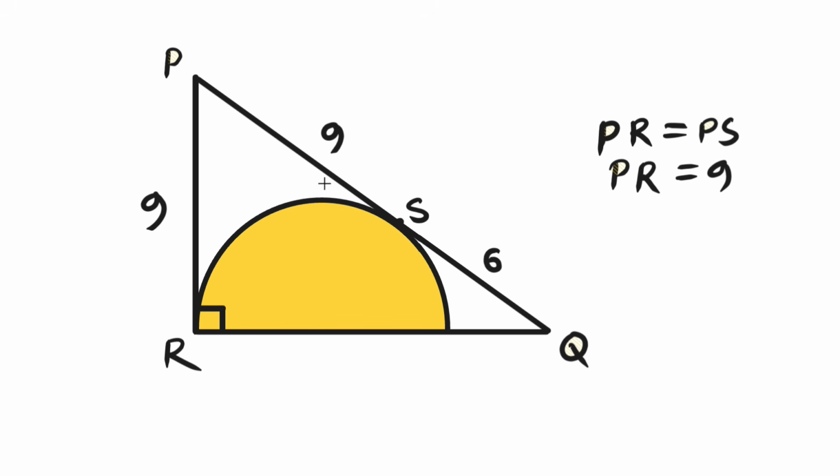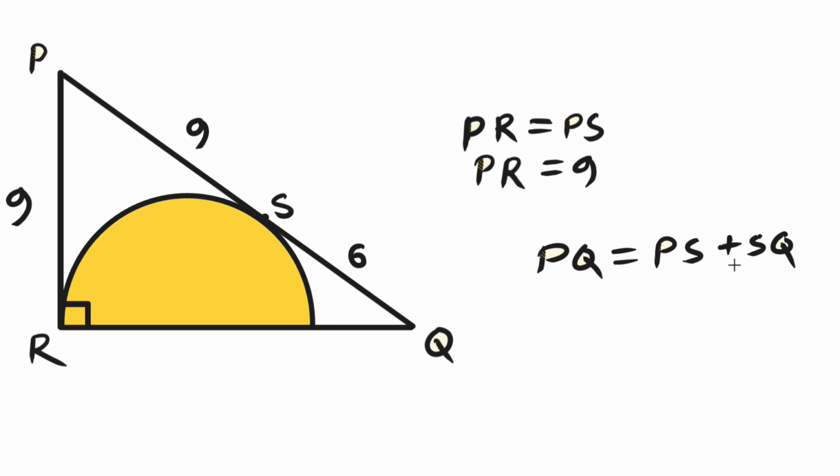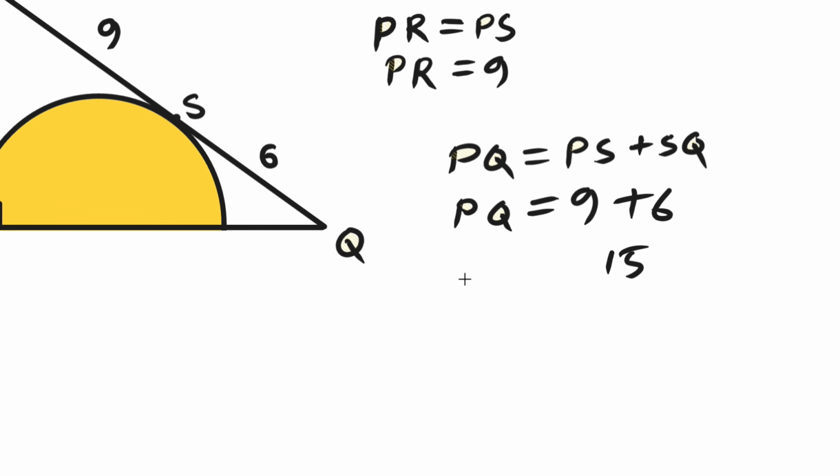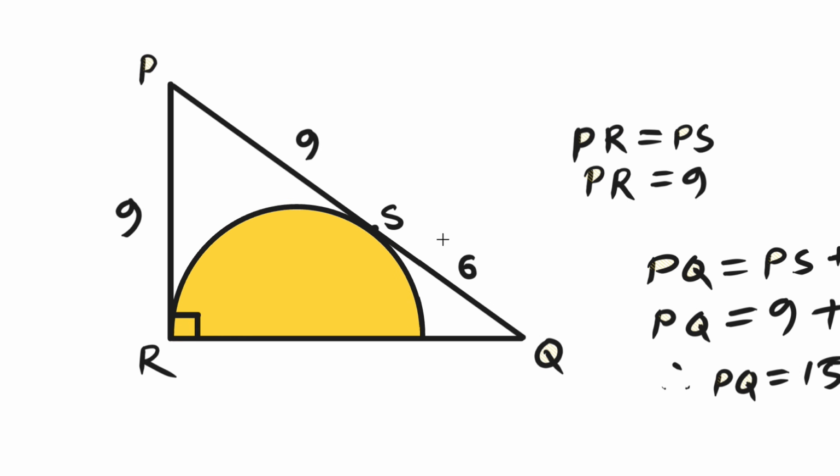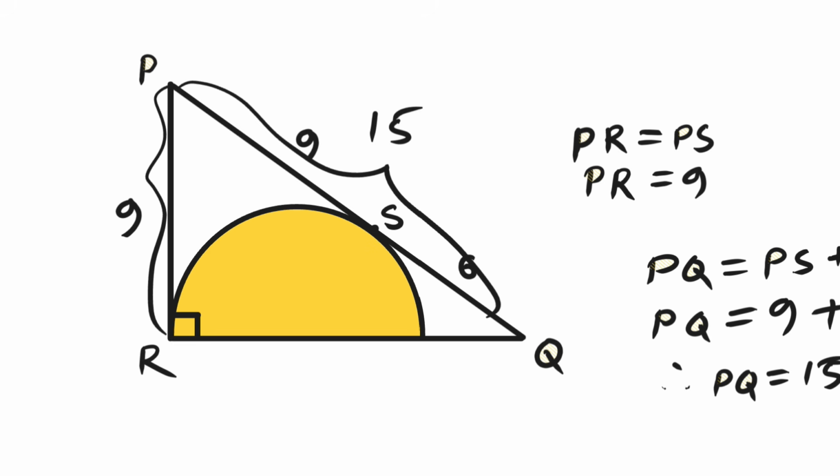Next, let's find the entire hypotenuse PQ. The point S lies directly on PQ, so the whole hypotenuse is simply the two smaller segments added together. Therefore, PQ equals PS plus SQ. Substituting the given values, PQ equals 9 plus 6, which gives us 15. So the large right triangle has a vertical side PR of 9 units and a hypotenuse PQ of 15 units.